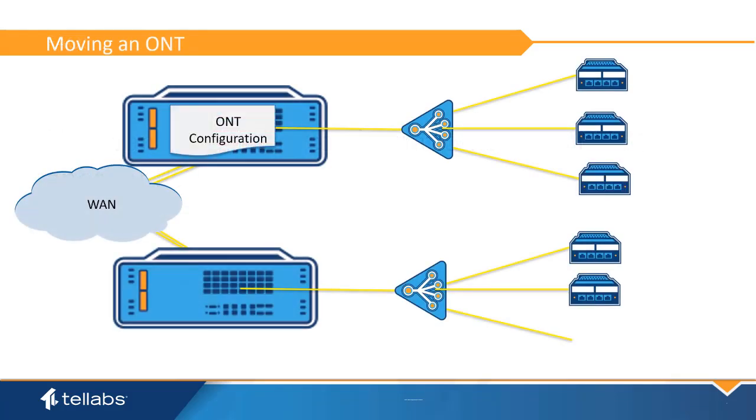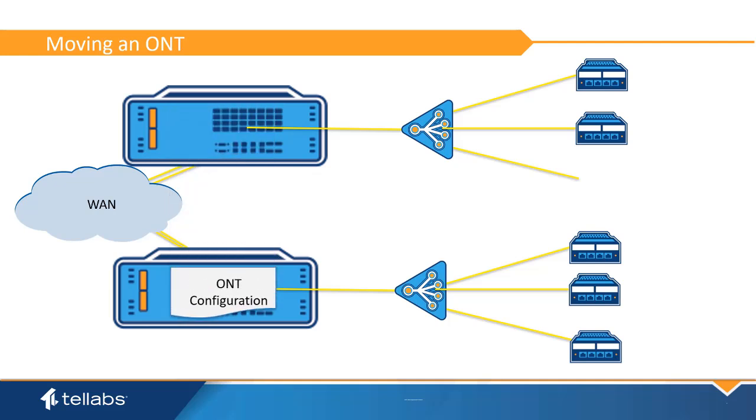ONTs are registered in groups bound to their PON port by the serial number. In certain cases, an ONT may need to be moved from one PON port to another PON port. The Panorama EMS provides an application to move the full configuration of an ONT to a new PON port, even PON ports that belong to another OLT.